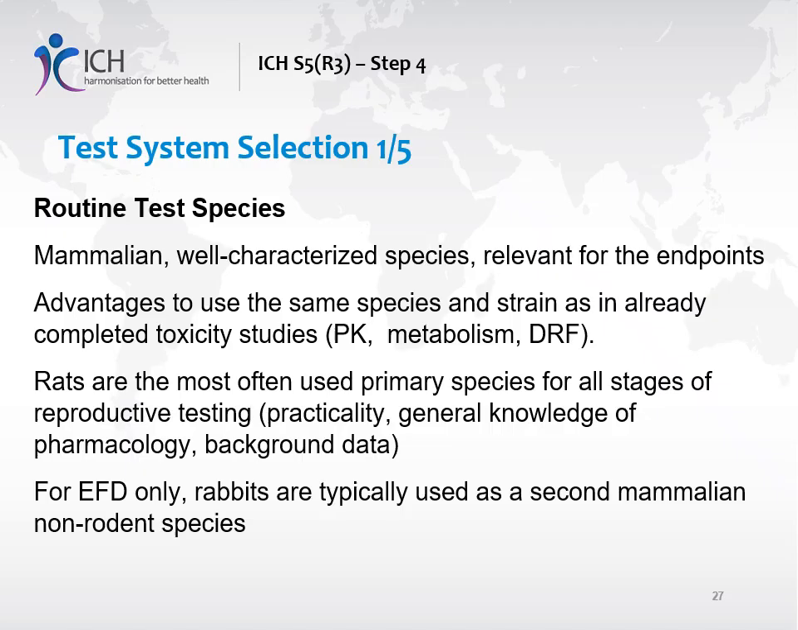Test system selection, routine test species. Mammalian species should be used to detect DART. The use of the same species and strain as in already completed toxicity studies can eliminate the need to use additional animals, or conduct additional studies to characterize pharmacokinetics and metabolism, and/or for dose range finding. The species used should be well characterized and relevant for detecting effects on the endpoints in a particular study, e.g. with respect to health, fertility, fecundity, background rates of malformation and embryo-fetal death, etc.